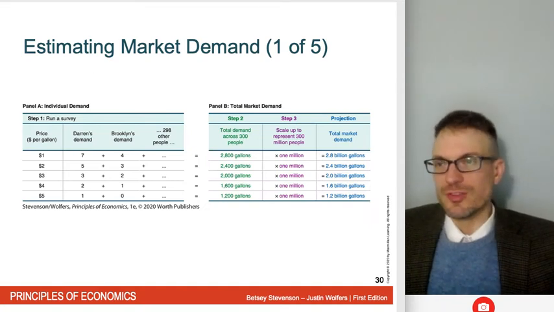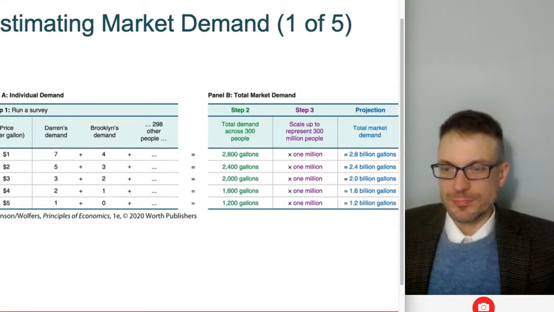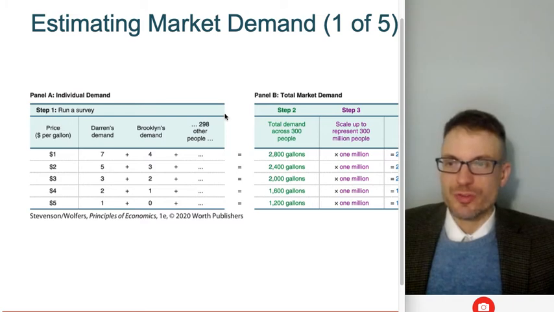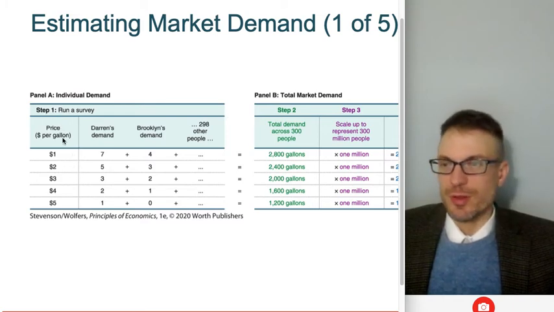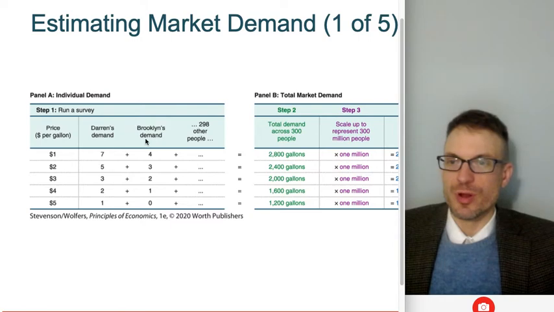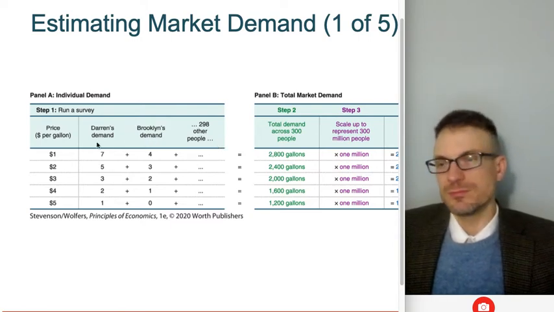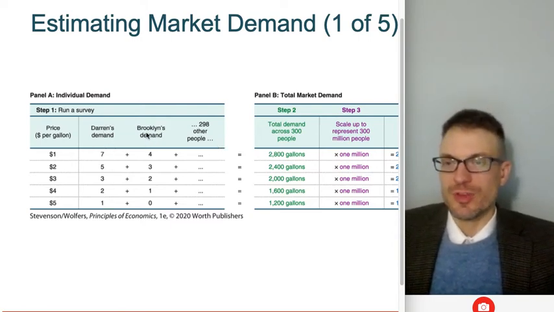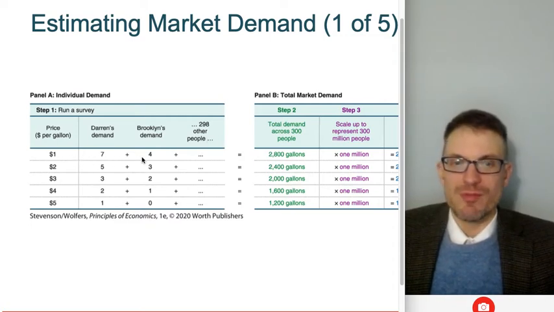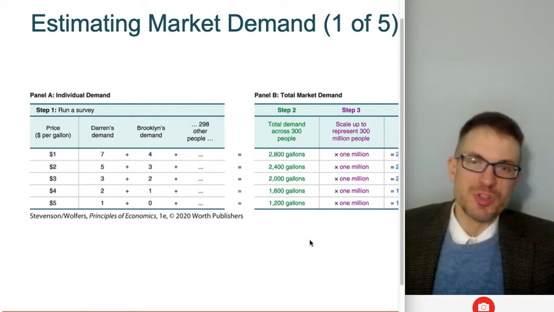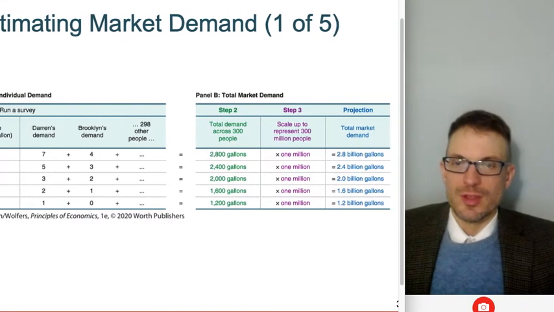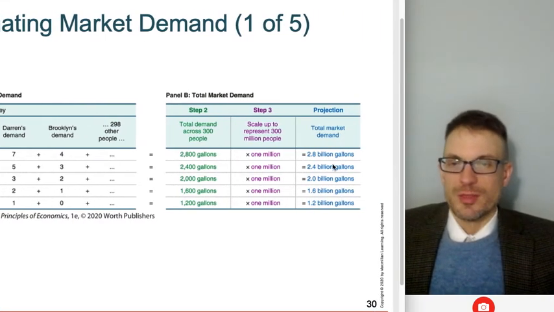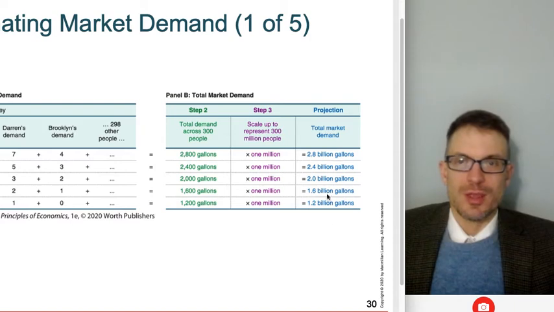So here would be an example. Firstly, we'd run a survey. This is like the gas example. We have Darren's demand, we have Brooklyn's demand, we have a bunch of other people. Darren's demand, we saw that already. Here's Brooklyn's demand and everybody else's. What we're doing is adding up everybody's quantity at the given price, right? And if we add everybody up, and then suppose we scaled it up to represent the entire population, then we get our total market demand.